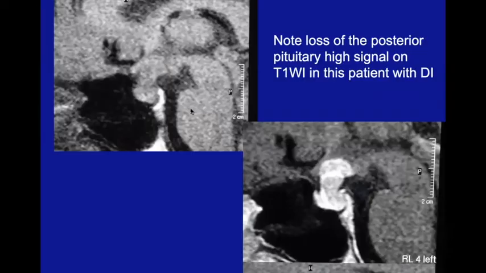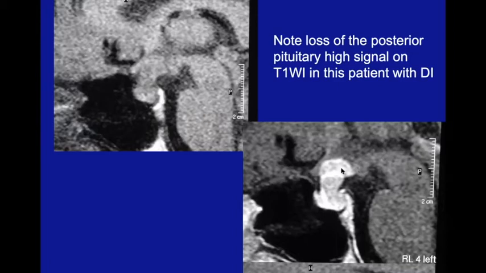Now, this is a T1 sagittal scan in a patient who has diabetes insipidus. Note that this is marrow in the dorsum sella. This is not the normal posterior pituitary gland. You see the way it goes below the sella? So this can be mistaken for the posterior pituitary, but this is, of course, different. There's no high signal in the posterior pituitary.